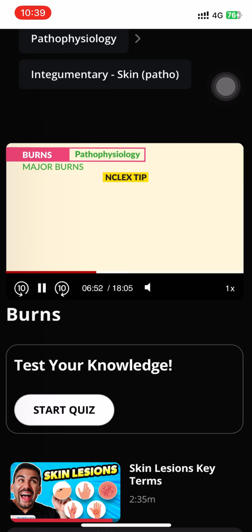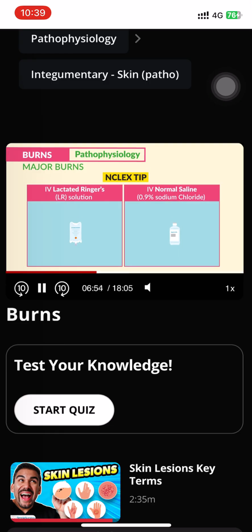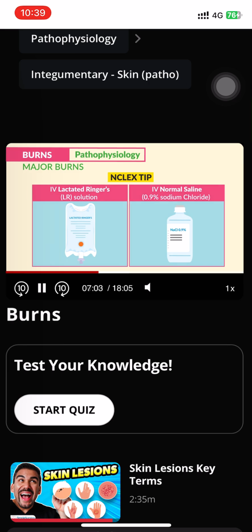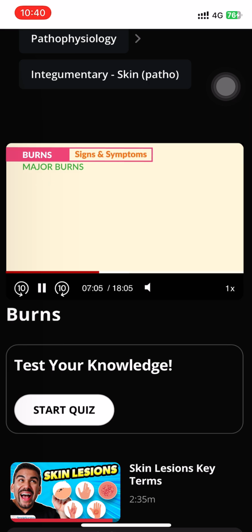Fluid resuscitation is priority, with normal saline and lactated ringers as isotonic solutions. So please be sure to write that down. That will save a life, and it's the most tested. Now for the big signs and symptoms of major burns. These ones love to show up on exams.